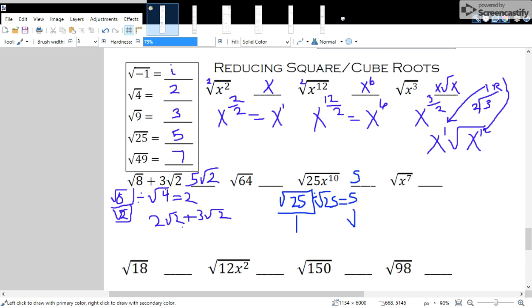And now let's do the square root of x to the 10th. If we were to rewrite this as an exponent, it would be x to the 10 over 2 power. It's 2 because if there's nothing where the index is, it's automatically assumed to be a 2. 10 divided by 2 is 5 with no remainder. So we have 5x to the 5th. That's our simplified radical.